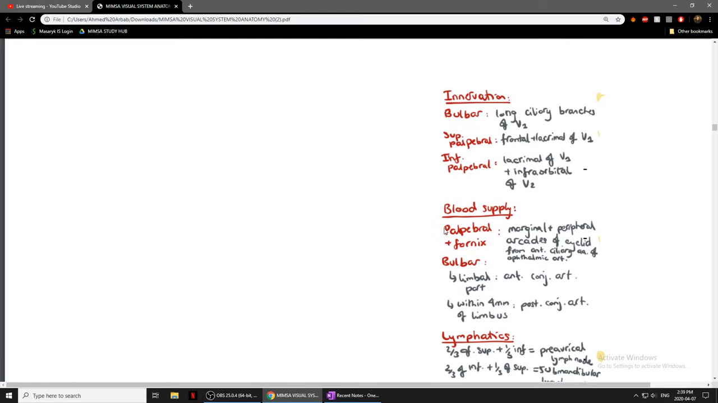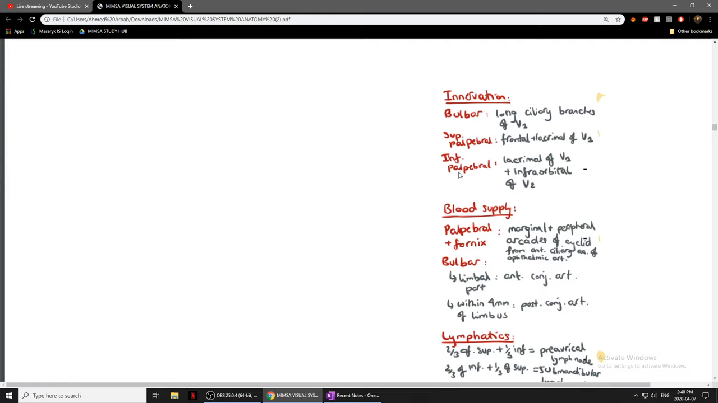Then next we can just talk about innervation. So bulbar is innervated by the long ciliary branch of V1, the ophthalmic, which is a branch of the trigeminal, and then the superior palpebral conjunctiva is innervated by the frontal and lacrimal nerves. Remember, we talked about these because they were the topmost nerves entering the orbital socket from the superior orbital fissure. And of course, they are also branches of V1, the ophthalmic, which is a branch of the trigeminal, cranial nerve 5.